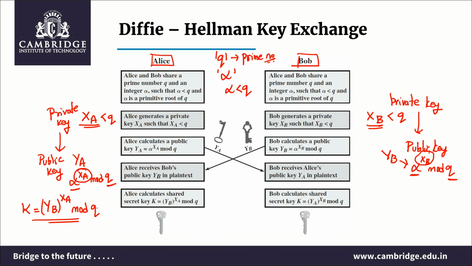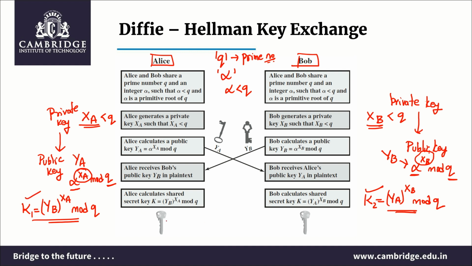That is K. Let's say this is K1 and this is K2. K2 is generated at Bob's side. So Bob, what will he do? He will use the public key of Alice and take it to the power of his own private key, then find mod q. Now, this is the key generated at the Bob side. This is the key generated at the Alice side.